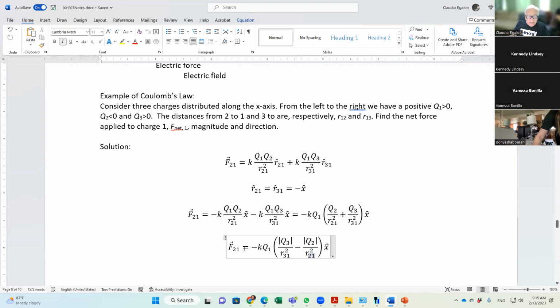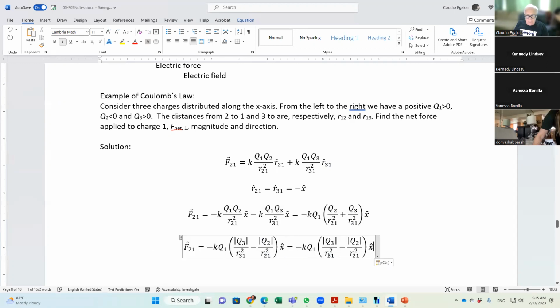And then finally, I'm going to cancel the sign here. This one is going to be positive, and this one is going to become negative. Now we have it right. The force due to charge 3 is going to be along the negative axis because it's a repulsive force. And the force due to charge 2 is going to be along the positive x-axis because it's an attractive force.